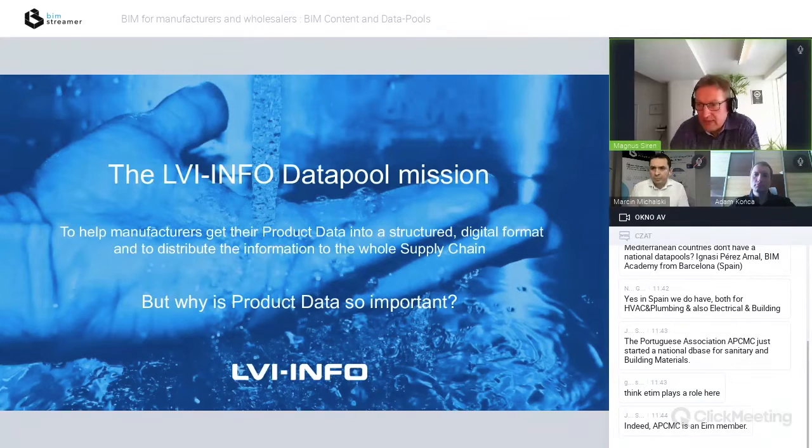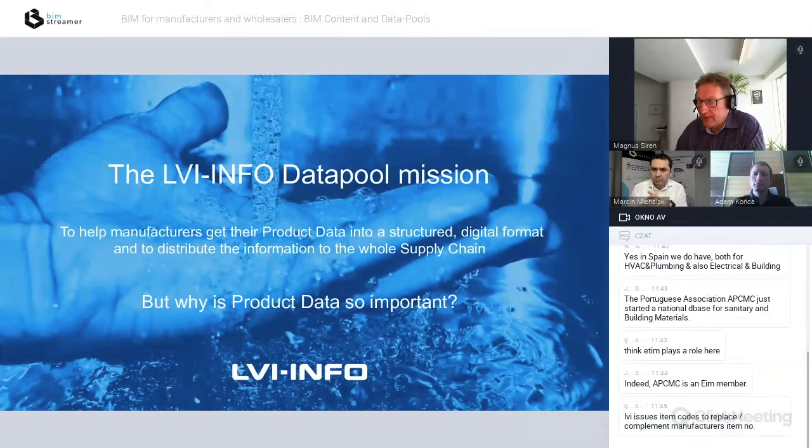And this is not specific only to Lvi-info. I just happen to have this slide ready, but this is probably common for all my colleagues in the Nordics and Netherlands, and actually all these data pools, to collect it from the manufacturers, and then have it spread out in the supply chain, mainly to the wholesalers. That's the first step, but we also have other parties connected to the databases, the data pool.